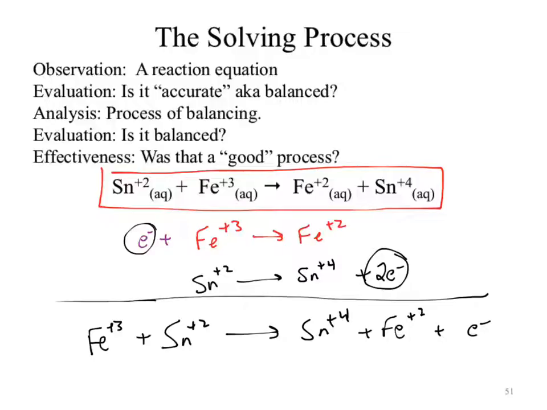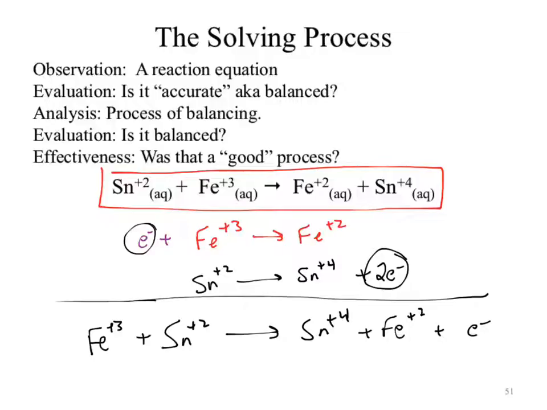Can I make the 2 equal to 1 electron? I could divide everything by 2. Can I have half of a tin atom? No. So can I make the 2 electrons smaller? No. So what does that mean I need to do? Make the other electron bigger. I need an extra electron.